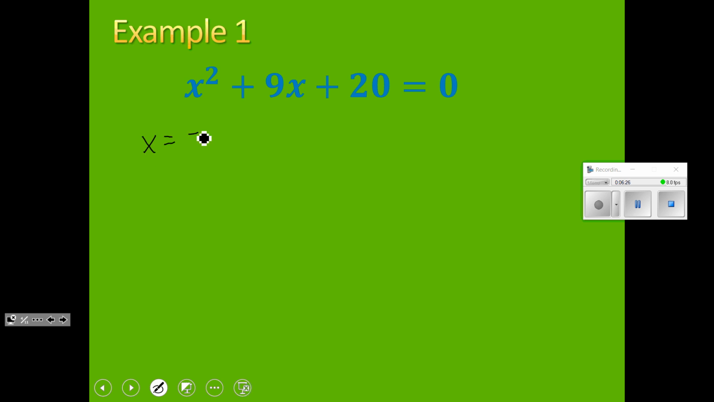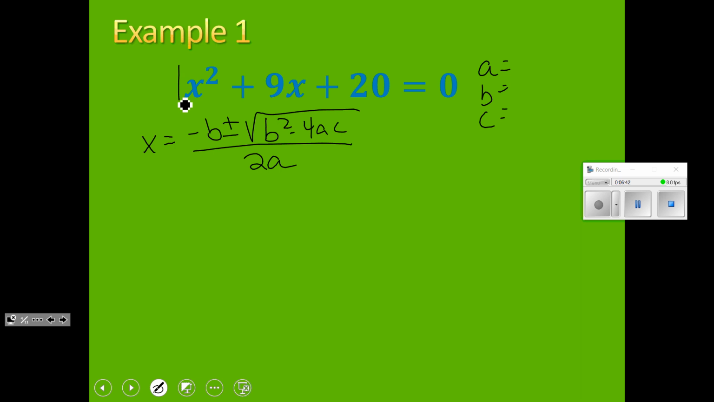x equals -b plus or minus the square root of b squared minus 4ac all over 2a. And so let's define a, b, and c. a is the number in front of the x squared, b is the number in front of the x, and c is the number that's by itself, it's the constant. Okay, and so again, I like to just take that discriminant. Let's just go over here to the side and just work the discriminant.